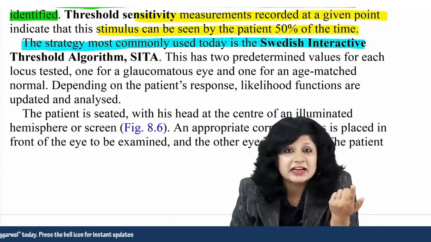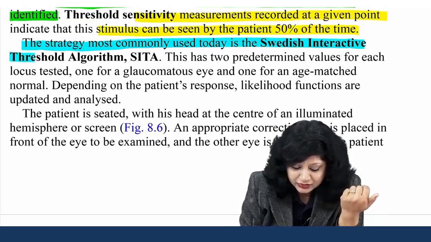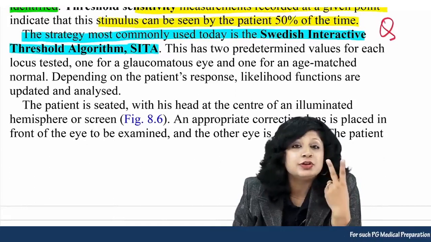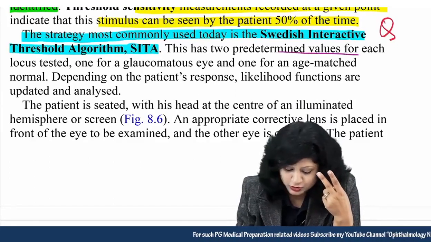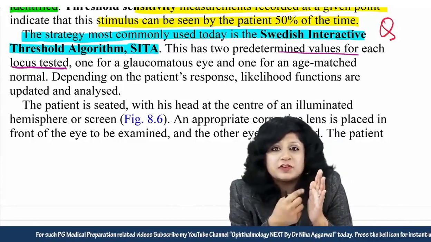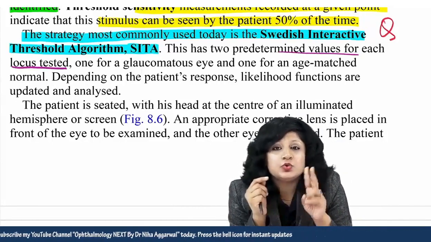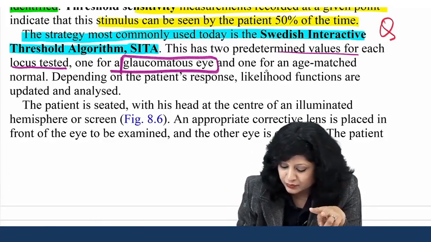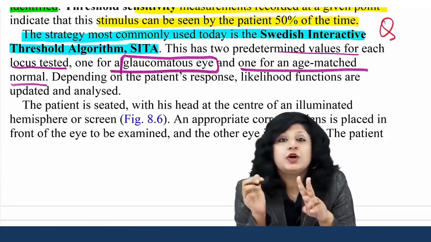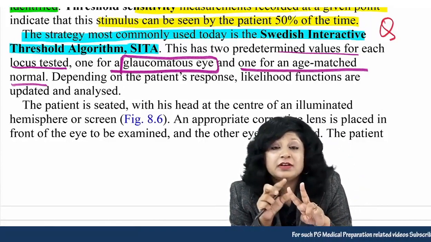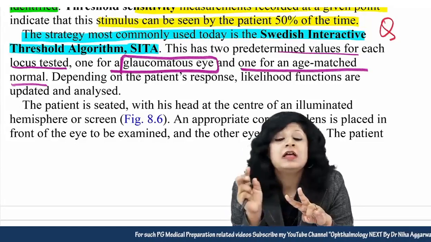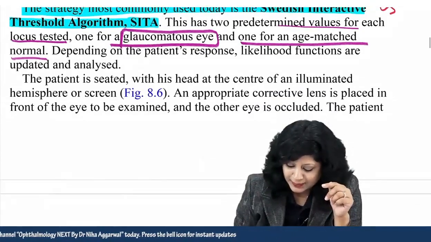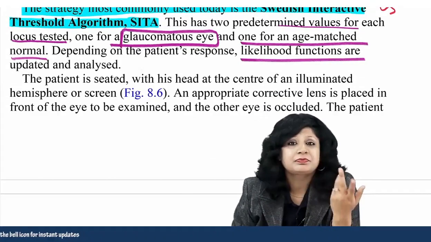The strategy that is most commonly used now is your SITA. If you remember, this is your Swedish interactive threshold algorithm. This is SITA, very, very important, and this has two predetermined values for each of the locus tested. So whichever loci you are testing, we have got two predetermined values. One will be for the glaucomatous eye and one for your age-matched normal. So what are these two values? One which should be there in the eye which is having glaucoma, and one that is present in the eye which is normal, age control. Depending upon the patient's response, we will be analyzing the functions.